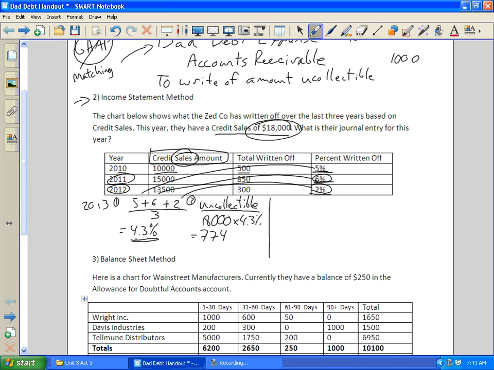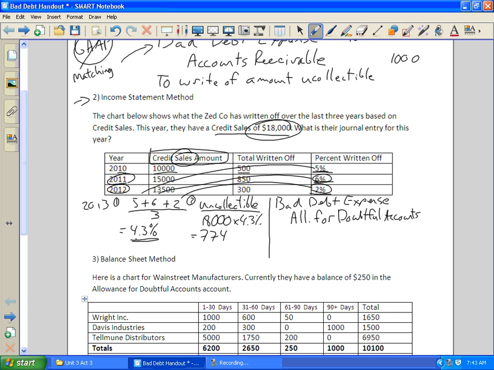All right. So what we're going to do is debit bad debt expense, and we're going to credit that account called the allowance for doubtful accounts.